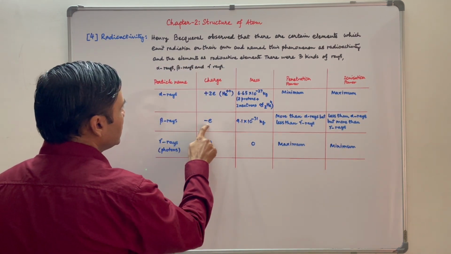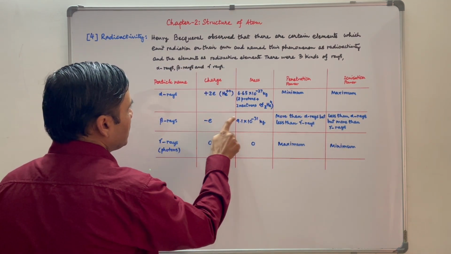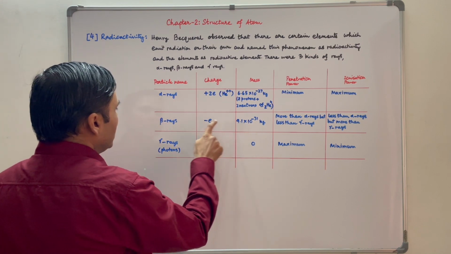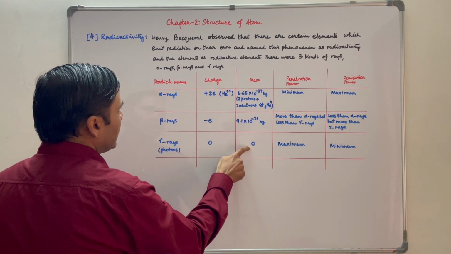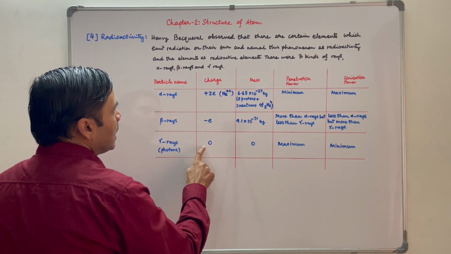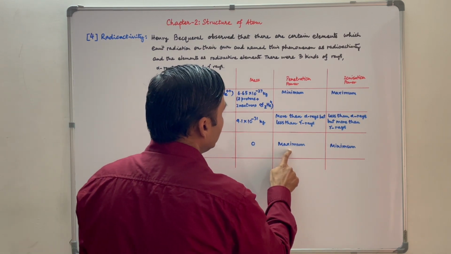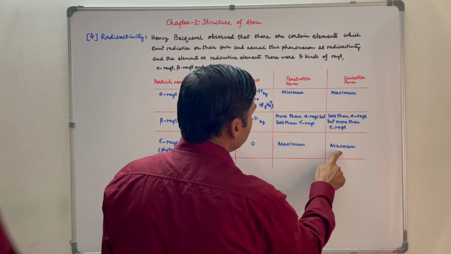Beta rays are negatively charged particles having mass that of an electron. Gamma rays are massless and chargeless particles having penetration power maximum but ionization power minimum.